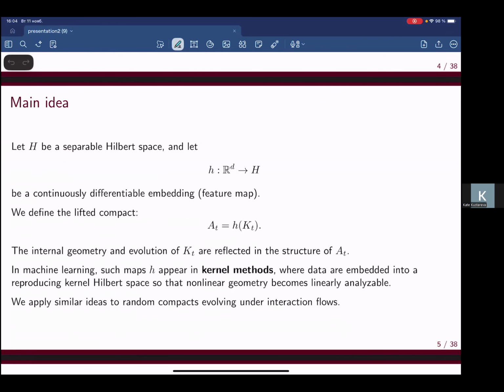To analyze the evolution of the compact set more precisely, we introduce a lifting into a separable Hilbert space H. So suppose we have a map h, acting as a feature embedding, similar to how we lift nonlinear data in machine learning using kernel methods. So we define the lifted compact set as A_t. And this transformation allows us to study the evolution of K in a linear and analytically convenient space. And the geometry of A encodes both the internal structure of K and how it changes under the stochastic flows.